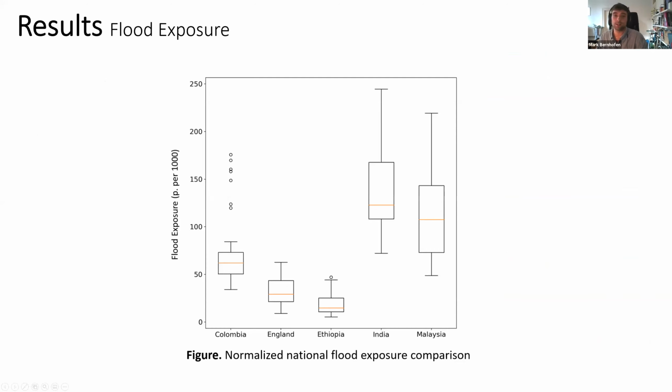And here we do a little cross-country comparison of normalized flood exposure. So you can see the spread of the different national flood exposure estimates in each of the 5 countries, and the spread of the national flood exposure estimates in India and Malaysia is quite large compared with England and Ethiopia. And in Colombia, the spread of exposure estimates is relatively low when the Fathom data isn't considered. But when the Fathom data is considered, the spread is quite high.